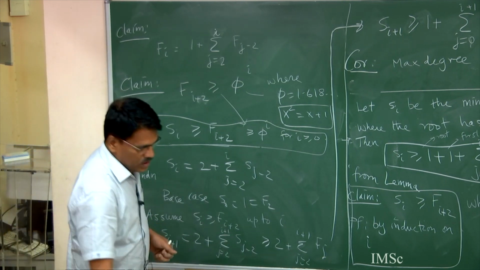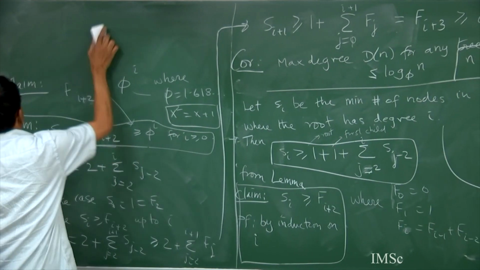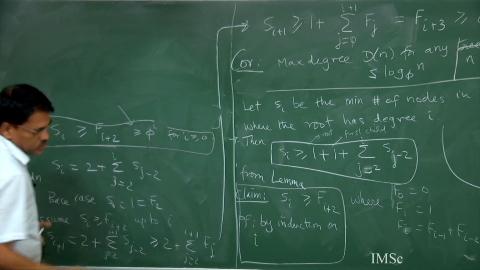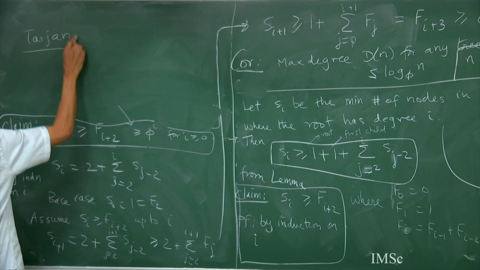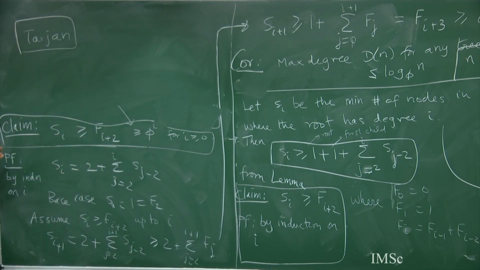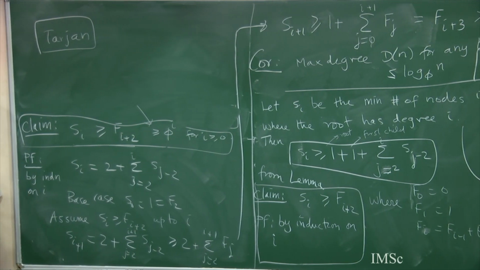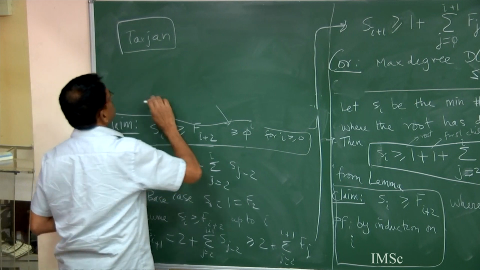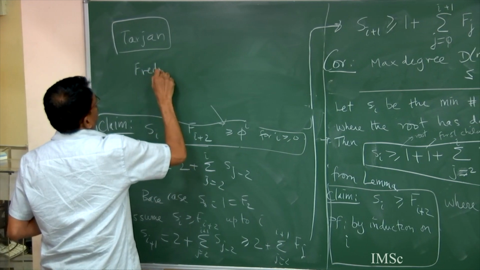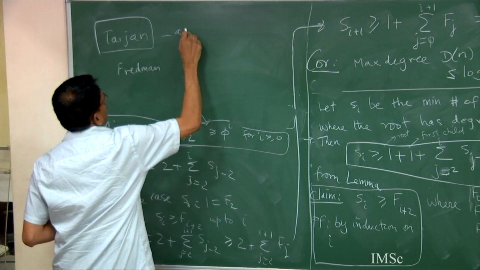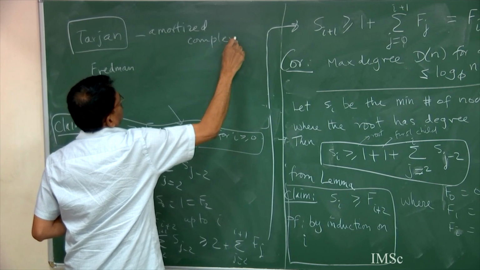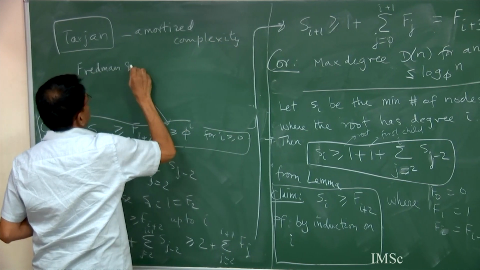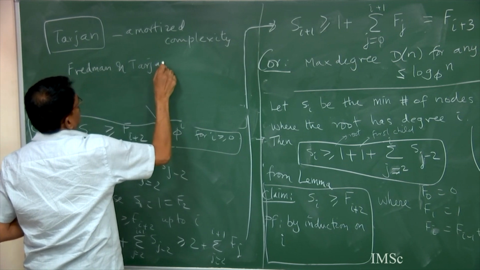Okay, so this whole thing is due to Fredman and Tarjan. Tarjan was the one who pioneered this notion of amortized complexity, this way of analyzing with credit and potential and all that. And they developed a lot of data structures, including Fibonacci heaps. So I would credit Fredman and Tarjan with this Fibonacci heap.